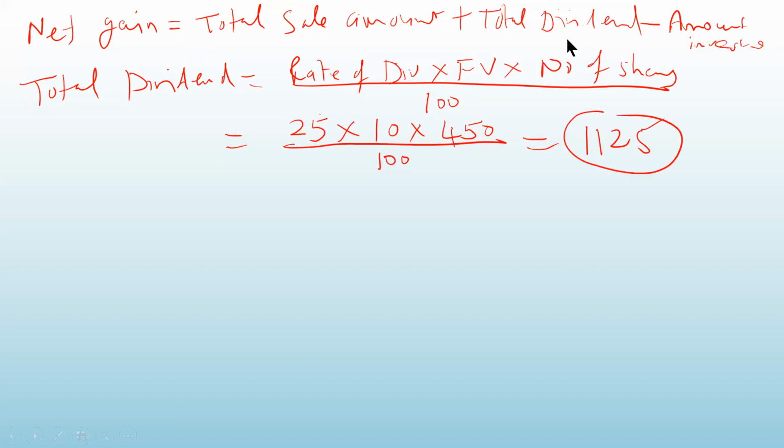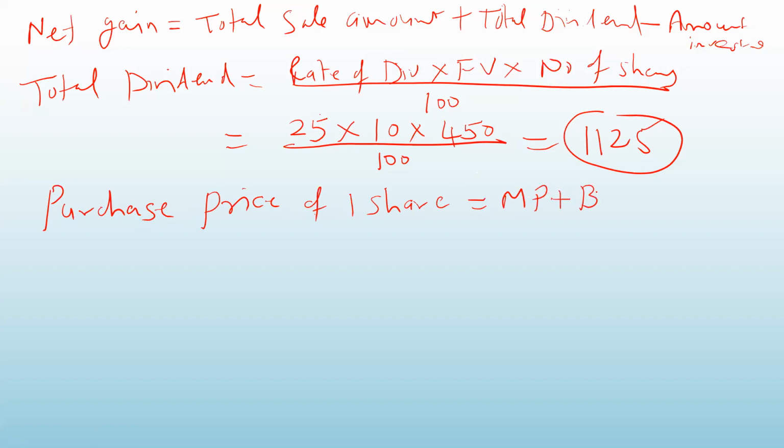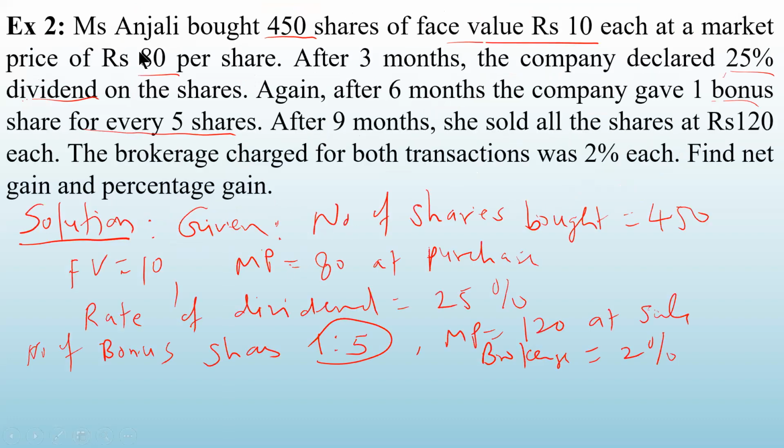Now let us find out the amount invested. Amount invested is the number of shares purchased multiplied by the purchase price of one share. So let us find out the purchase price of one share. You know that when you purchase shares, brokerage has to be added to the market price. So market price plus brokerage is the purchase price. What is the market price when she purchased? It was rupees 80. Correct?